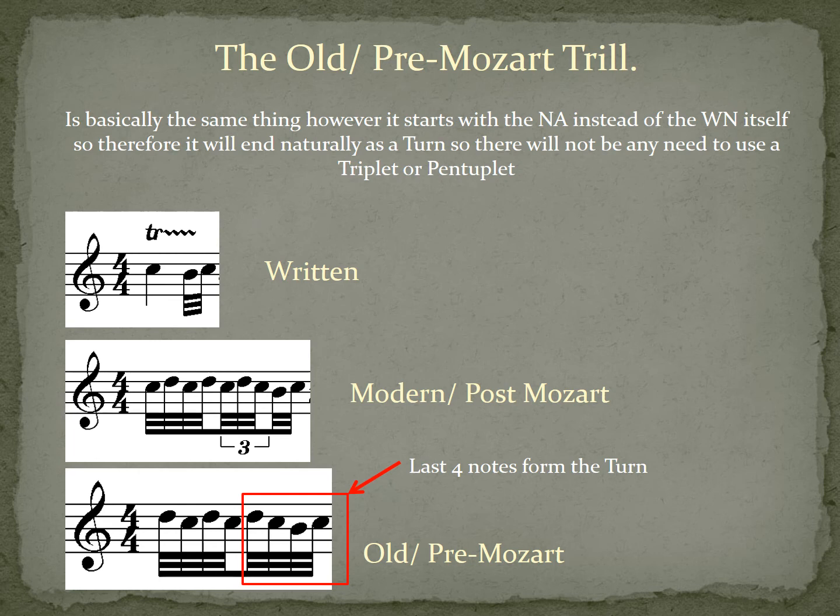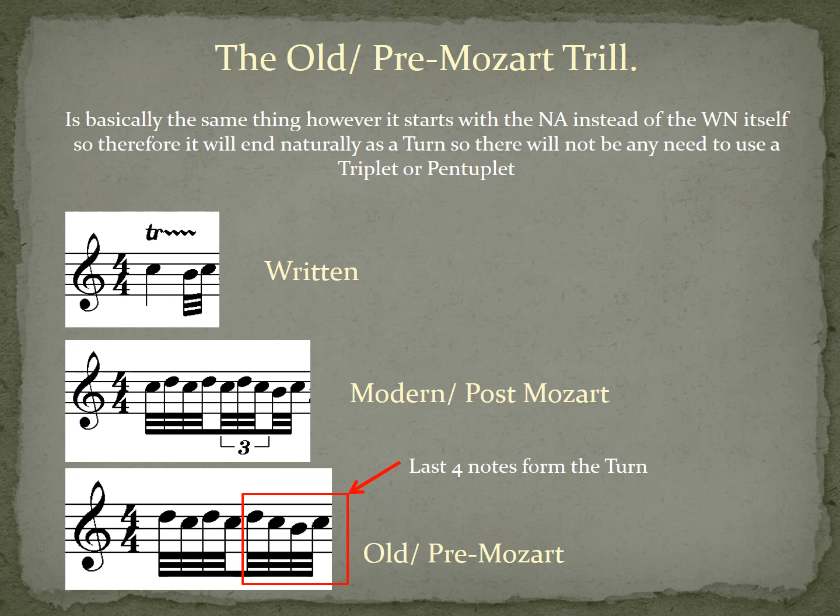As you can see in the first little example on the top there, the way it's written above a C, you've got 2 completion notes of a B to C. Now in the modern one, as you can see from the second little example, it's starting on the written note, C to D in rapid succession, and then we've got the B and C completion notes in the end, and we've inserted the missing note, the C, as part of a triplet.